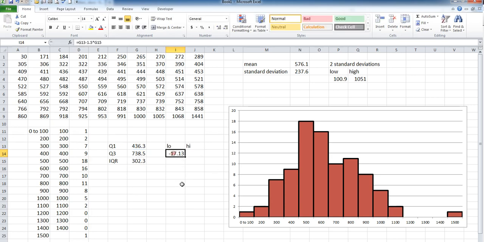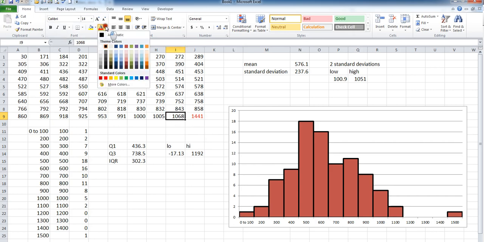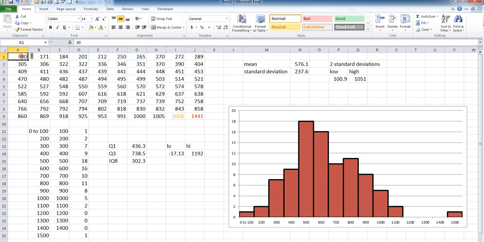So anything below negative 17. Well, clearly there is nothing that's negative, so there are no low outliers. The high would be Q3 plus 1.5 times the IQR, and that's anything above 1192. So if you use the interquartile range method, that's the only outlier. Depending on what you did, you're either going to have 3 outliers by definition, or you're going to have 1 outlier by definition. So 1441 is definitely an outlier. 1068 might be, depending on how you measure outliers, and 30 might be, depending on how you measure outliers. 1441 definitely is.